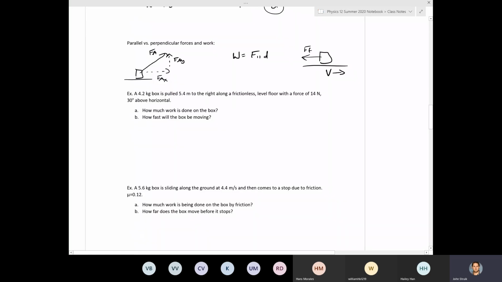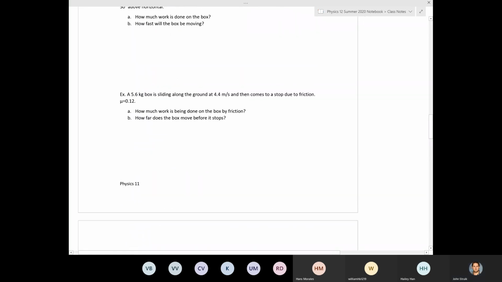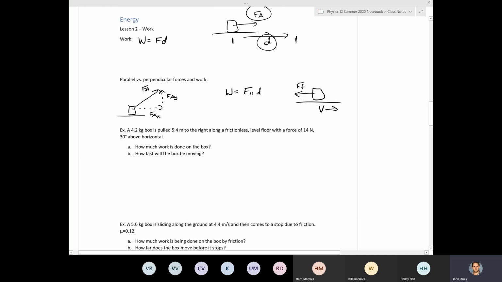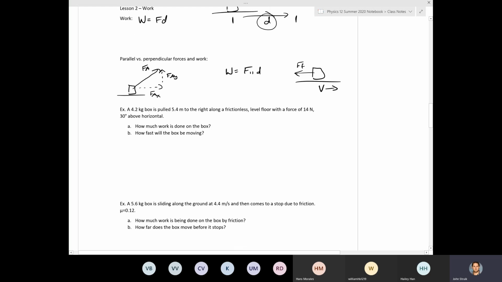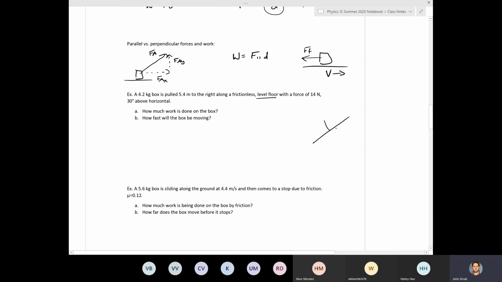So let's do a couple examples. A 4.2 kilogram box is pulled 5.4 meters to the right along a frictionless level floor with a force of 14 newtons, 30 degrees above the horizontal. Now, you have to read these carefully because it says level floor and the force is angled. Often kids will read this and say, oh, the block is on a ramp that's 30 degrees above the horizontal. That's not the case. It's a level floor, and the force itself is 30 degrees above the horizontal.